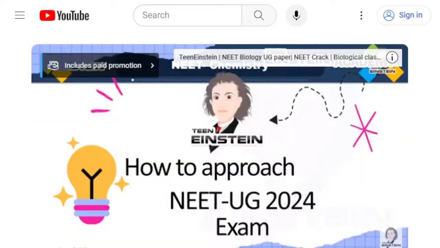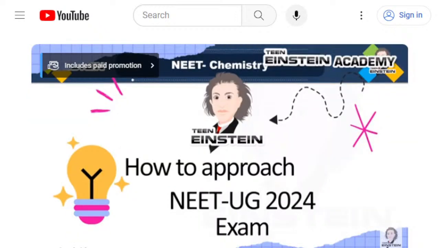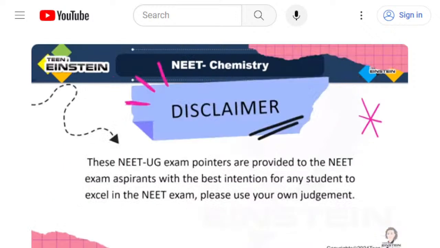Start your journey at Wonder 24. Exam aspirants, to understand how to approach the NEET paper, that is all we will discuss in this session. But before going to the actual discussion, it is important to understand that whatever tips or tricks we are discussing, the pointers that we are providing to the exam aspirants, this is our best intention for any student, so that you people can excel in the NEET exam.